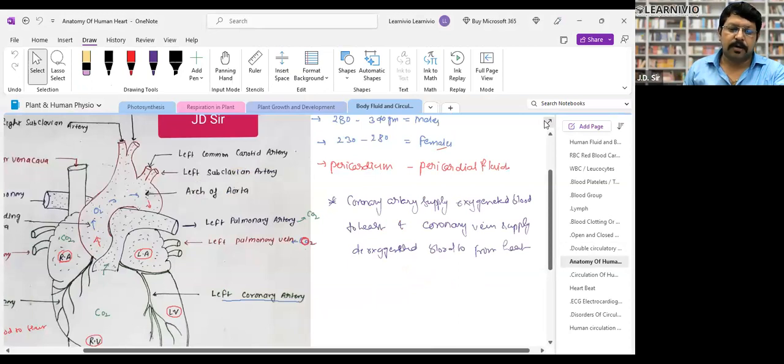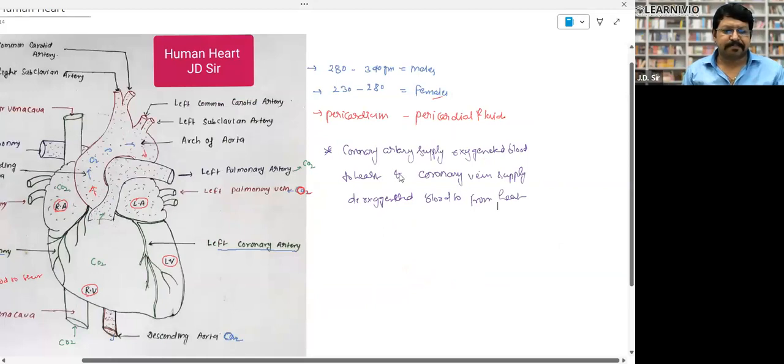Anatomy of the heart is not that important. You can note down some factual things. In males, this is important: the weight of the heart, which has been asked. In males, the heart is between 280 to 340 grams. In females, the heart is 230 to 280 grams. So comparatively, females have a smaller heart than males.